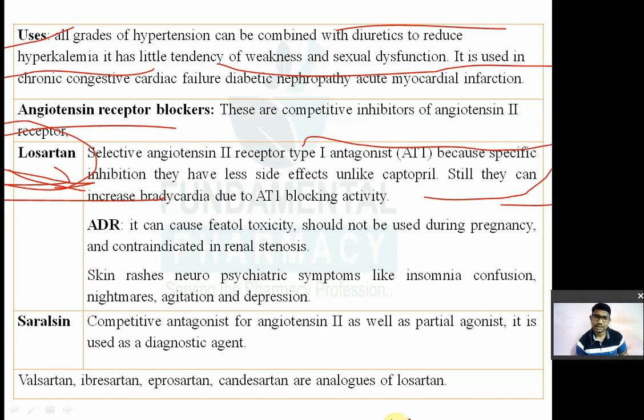Adverse drug reaction, what is it? They can cause fetal toxicity. In the baby they will cause toxicity. And they should not be used in pregnancy.